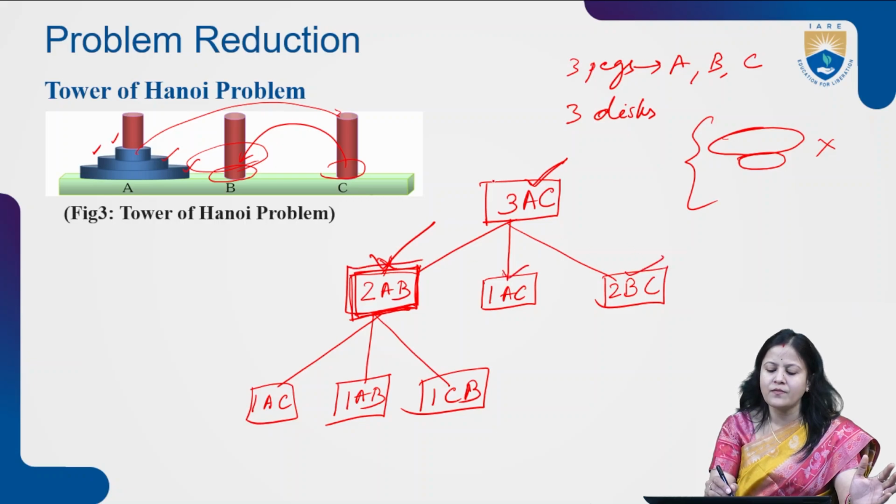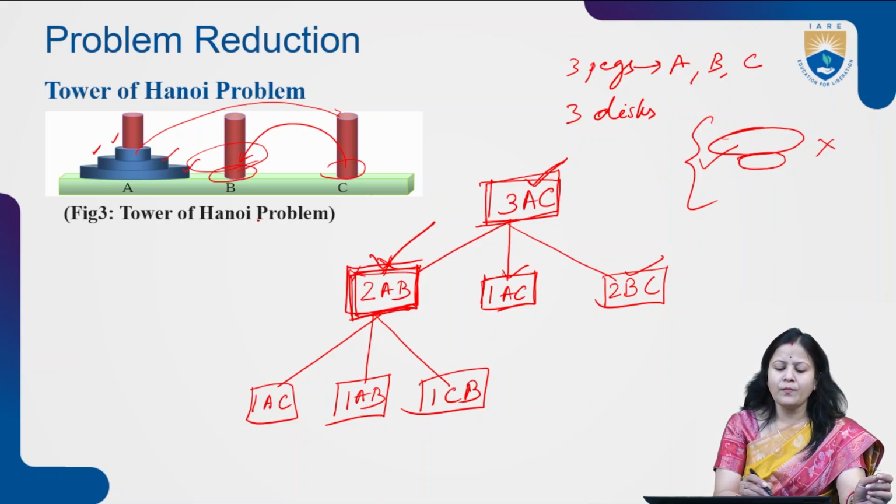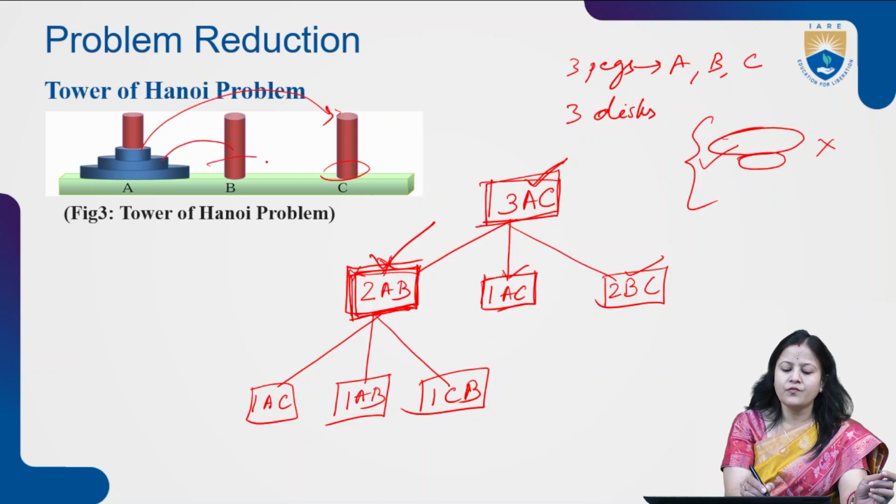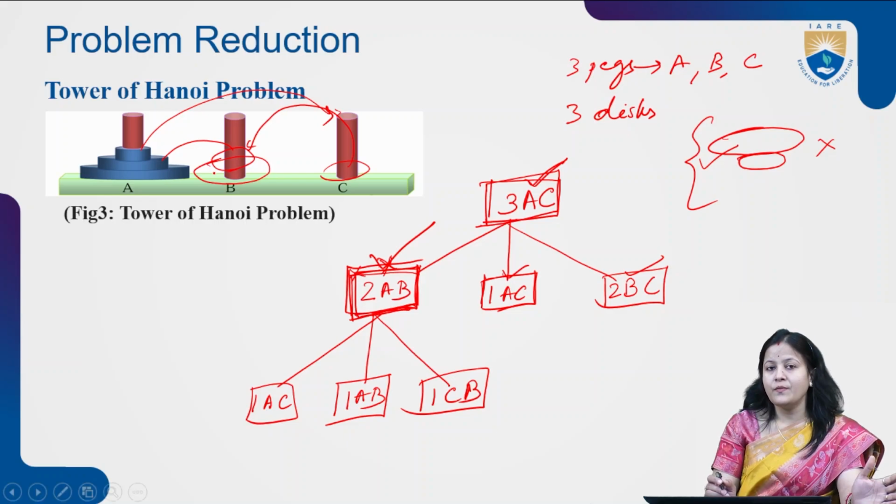These three are the sub-problems to achieve the goal state. But each sub-problem should be checked against the constraint, whether it is satisfying or not. Initially 2AB was not satisfying the constraint, so again we divided this task. Let me erase so that you can understand. The smaller disk will be transferred to C first, and the middle one will be transferred to B. Then the smaller one will be transferred to B, so that the constraint is satisfied as well as our condition, and we achieved 2AB. So this is the solution for 2AB.